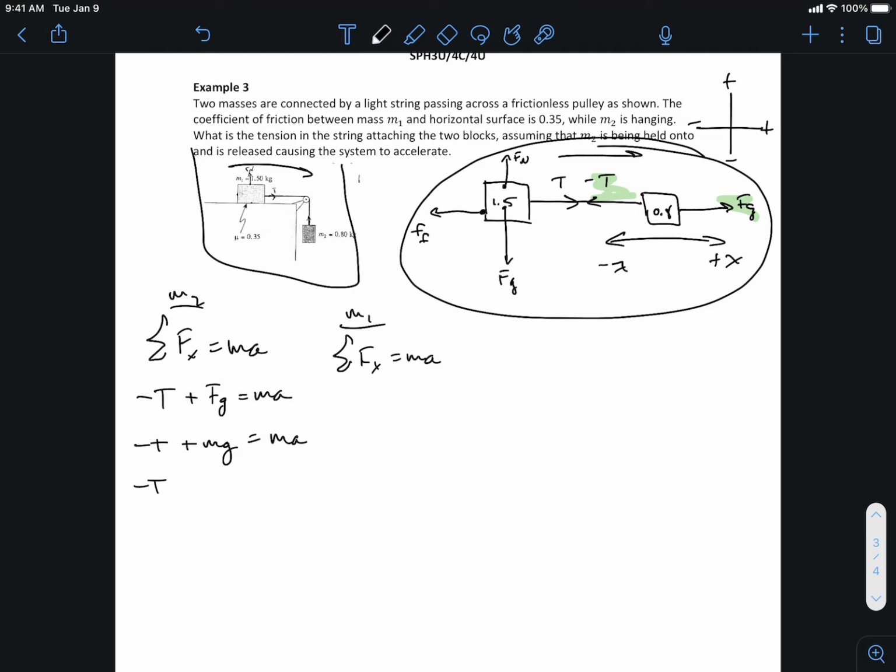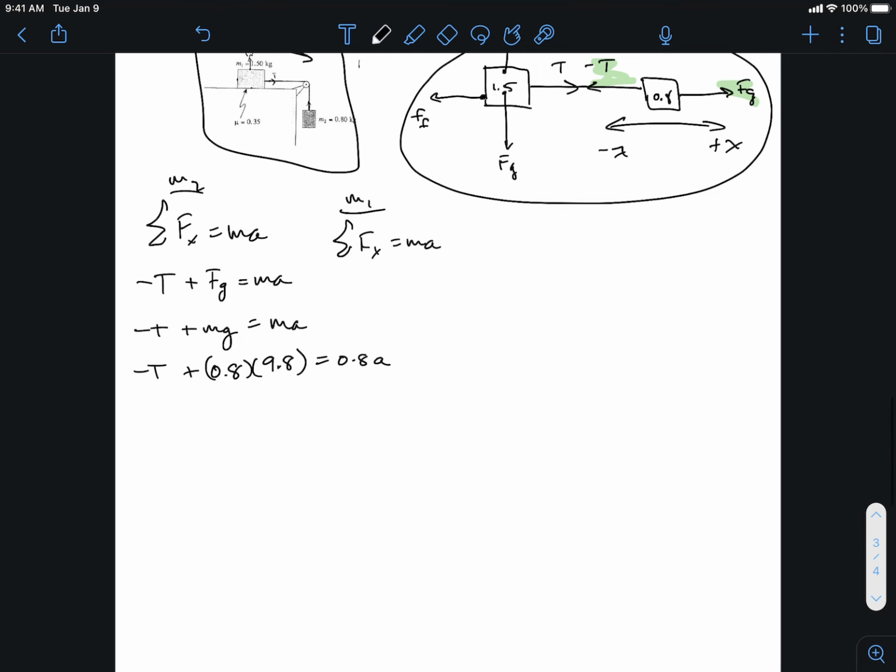So negative T plus 0.8 times 9.8 is equal to 0.8 times a. We don't know acceleration. So let's just set the problem up the same way we did this morning. Negative T, 0.8 times 9.8.